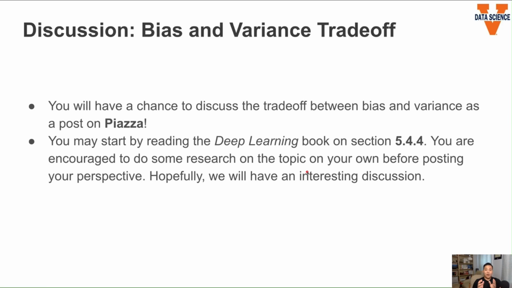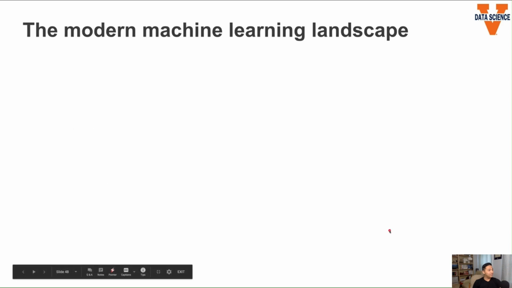For your discussion, which happens right after this video, you're going to get a chance to describe the trade-off between bias and variance, which is a very important concept. I'm going to encourage you to start by reading the Deep Learning book, section 5.4.4. You are also encouraged to do some research on your own before posting your perspective on Piazza. And hopefully we will come up with some interesting discussion following this lecture, right?